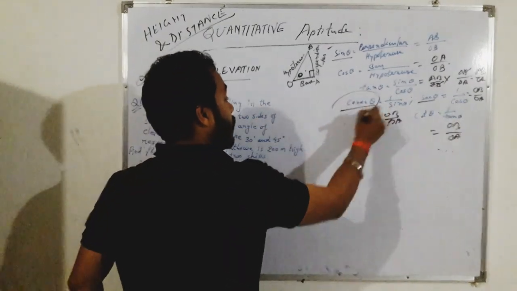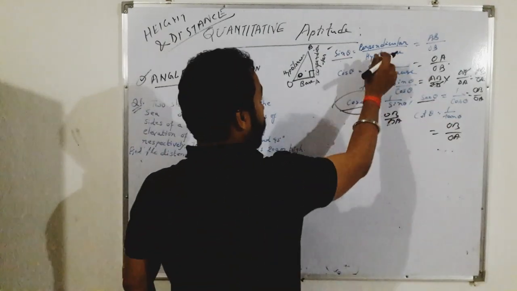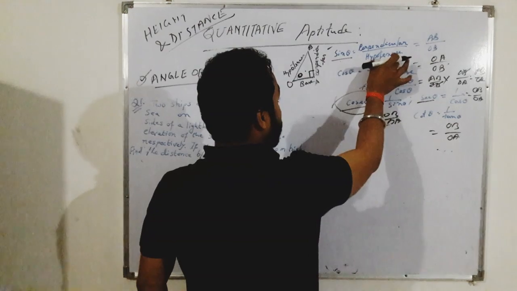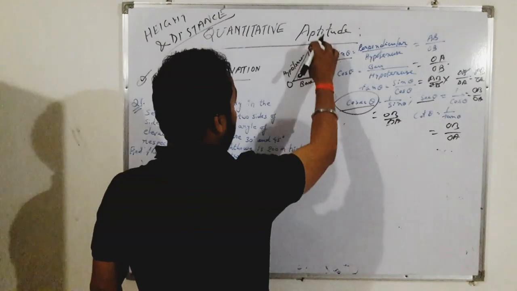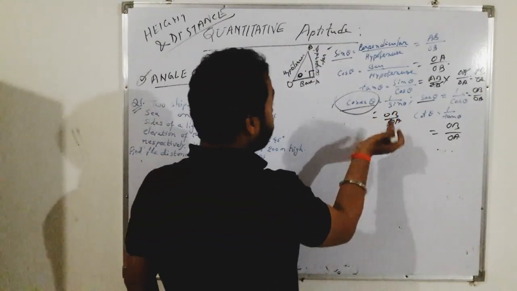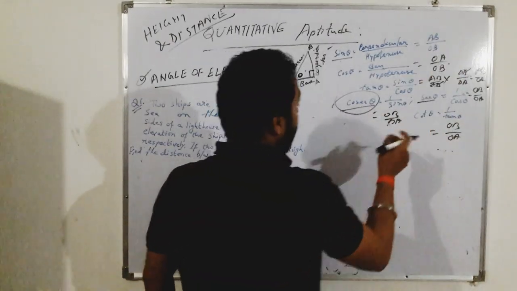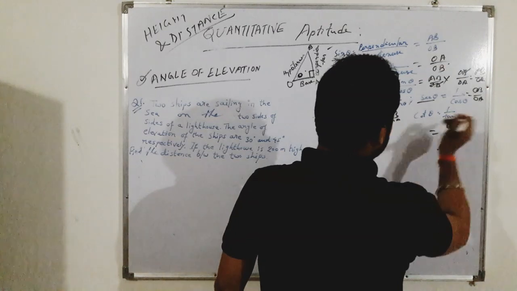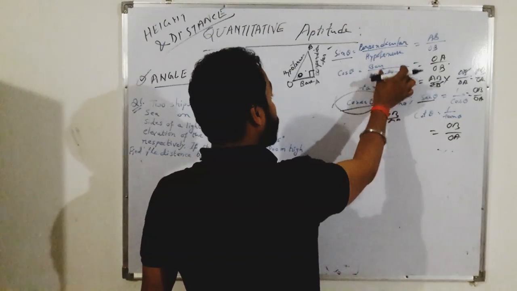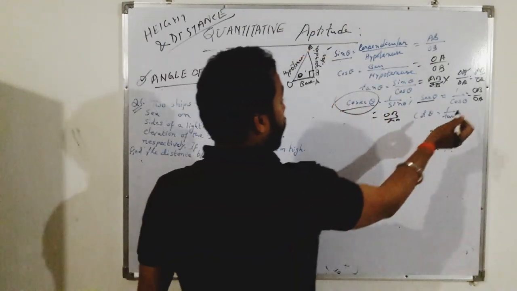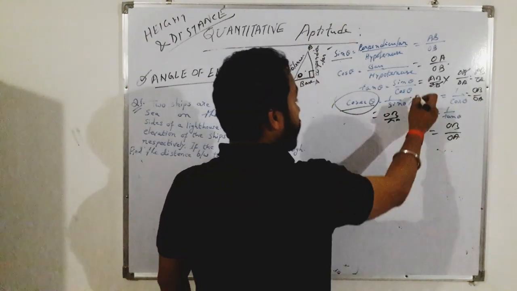Then we have cosec theta. Cosec theta is nothing but 1 by sin theta. So 1 by sin theta means just reverse this. That is hypotenuse divided by perpendicular. Hypotenuse is OB and perpendicular is AB. So cosec theta is OB divided by AB. Then our sec theta. Sec theta is 1 by cos theta. Always remember, sec theta is 1 by cos theta. So hypotenuse divided by base. Hypotenuse is our OB, and base is OA. So OB divided by OA is our sec theta.